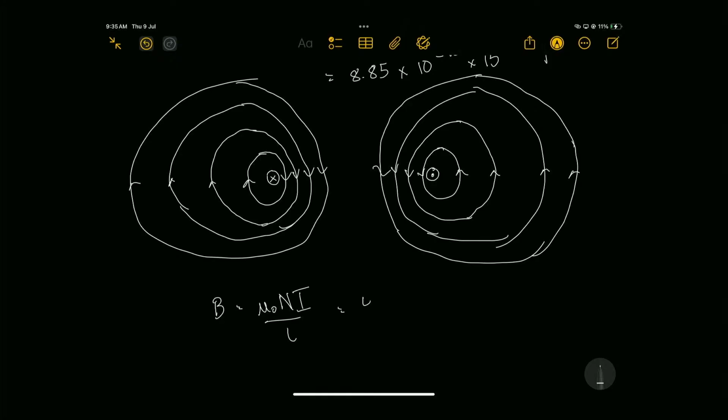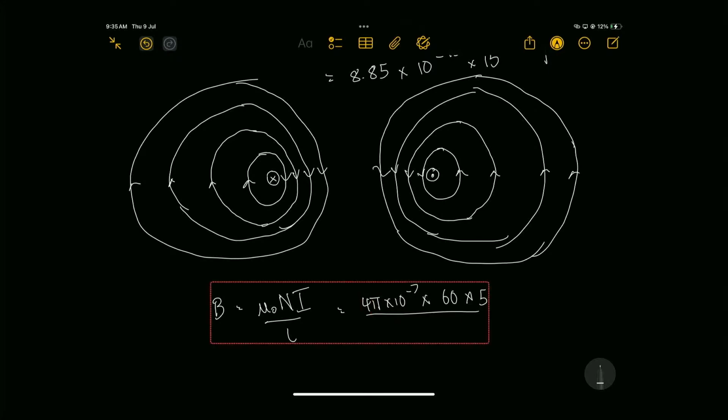Now we could substitute 4 pi by 10 to the negative 7 times 60 times 5 divided by L. Now L has to be in meters, right? To put it in Teslas, L has to be in meters. So we would have to convert this.